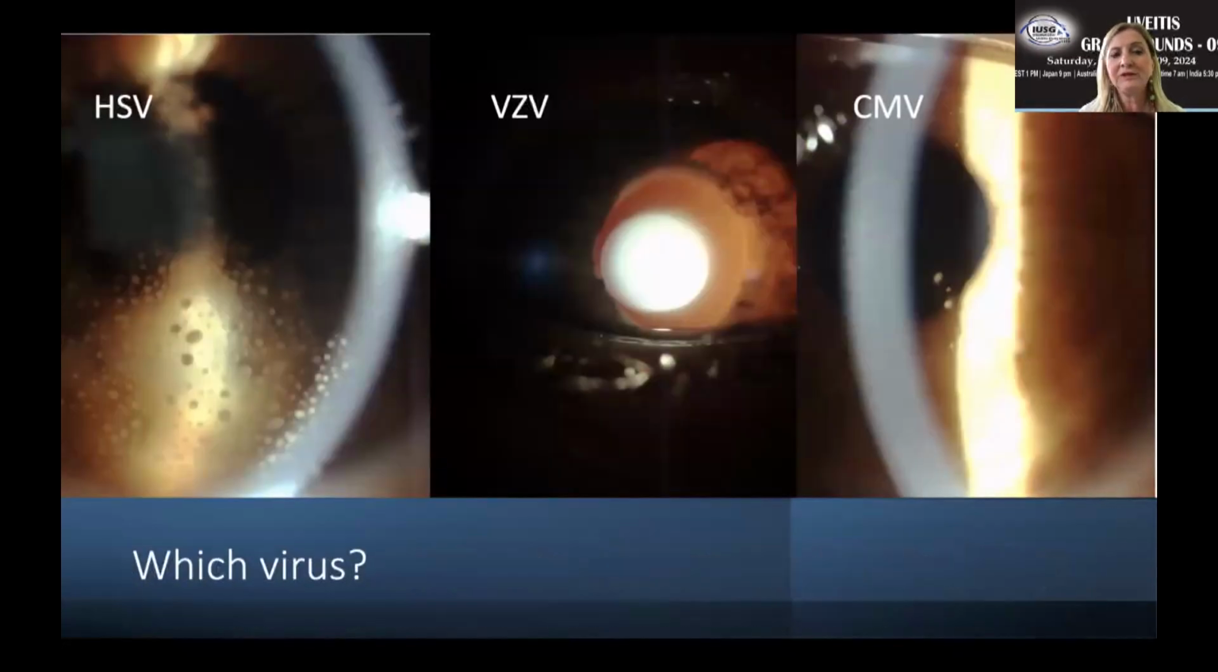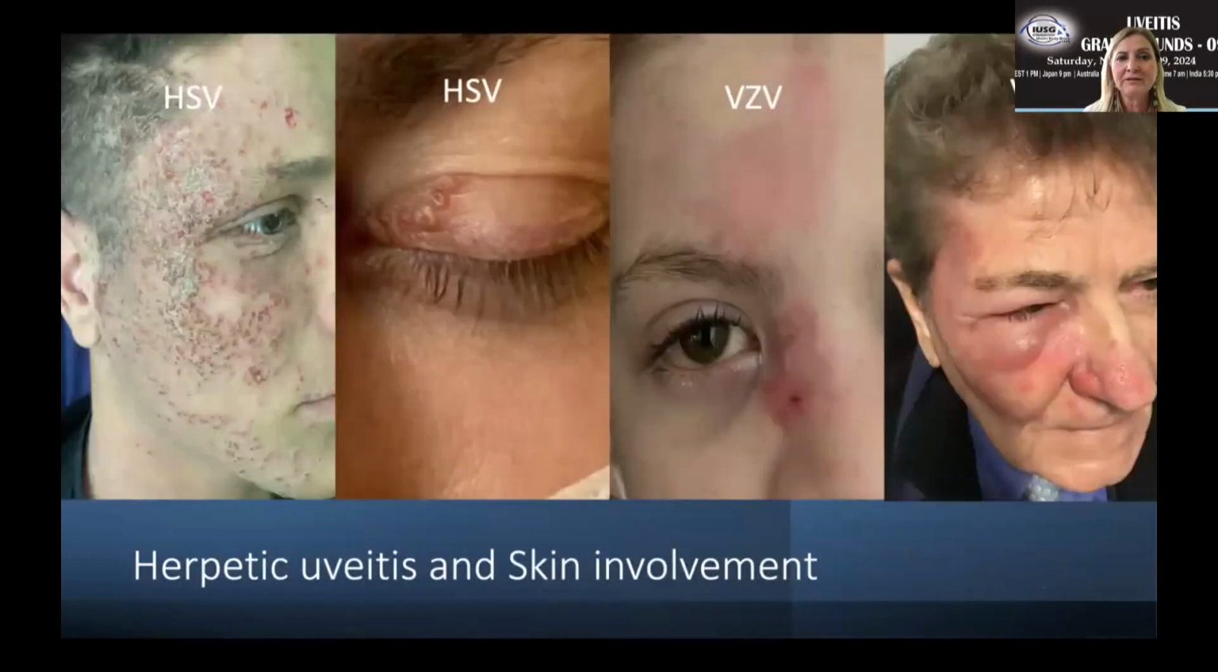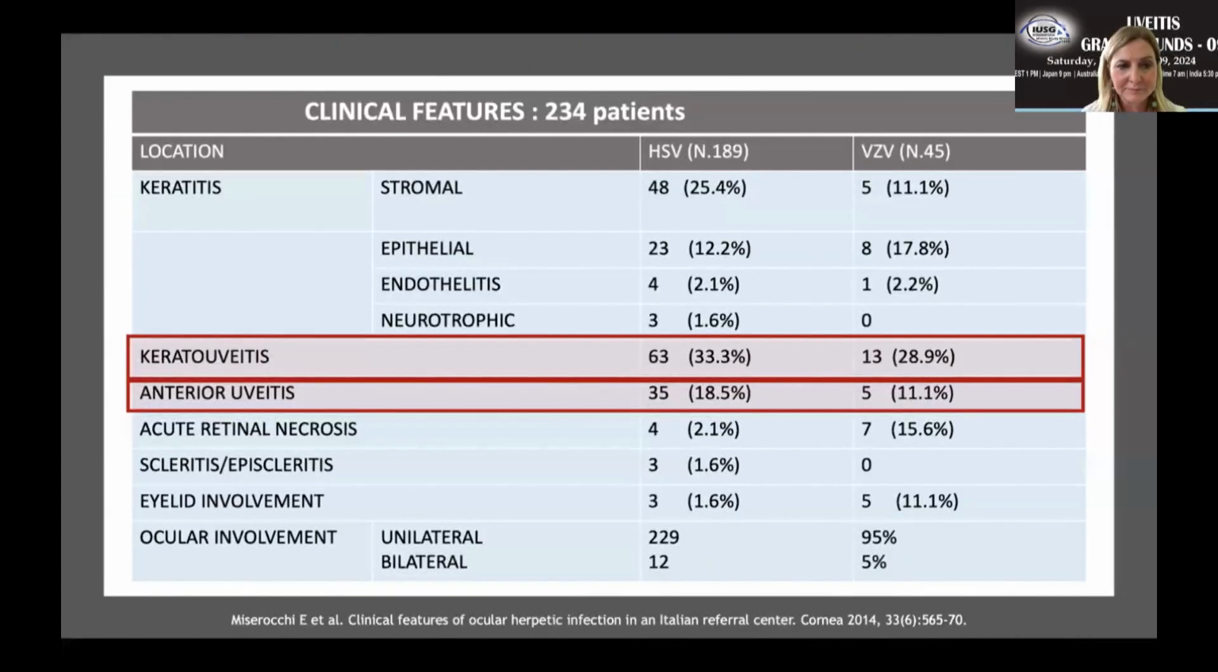But as you have seen from Massimo's presentation, when the patient presents in the clinic with unilateral anterior granulomatous uveitis, you have to differentiate between HSV, VZV, and CMV. And sometimes even the skin involvement may help you in differentiating between herpes simplex disease or VZV, as you can see from the patient in the right part of the slides. And I have to remind you that even children may be affected by severe skin involvement from VZV.